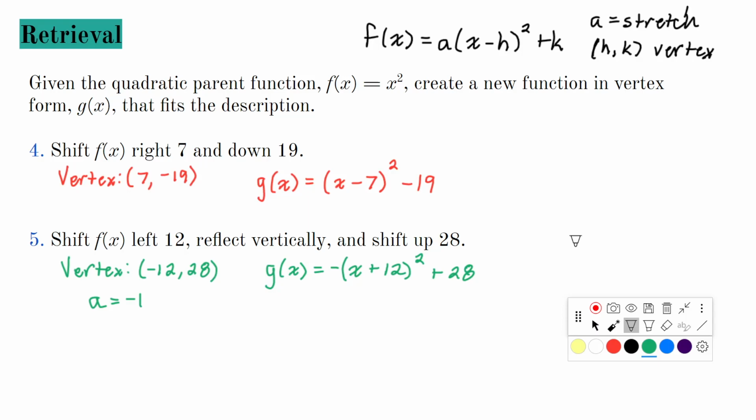Now the reason we had these values or these problems in our retrieval is because when we finish our work with piecewise functions, we're going to start working with absolute value functions. So it's going to be important to understand how absolute value equations work, as well as how their graphs relate to those of parabolas, because there are some similarities.